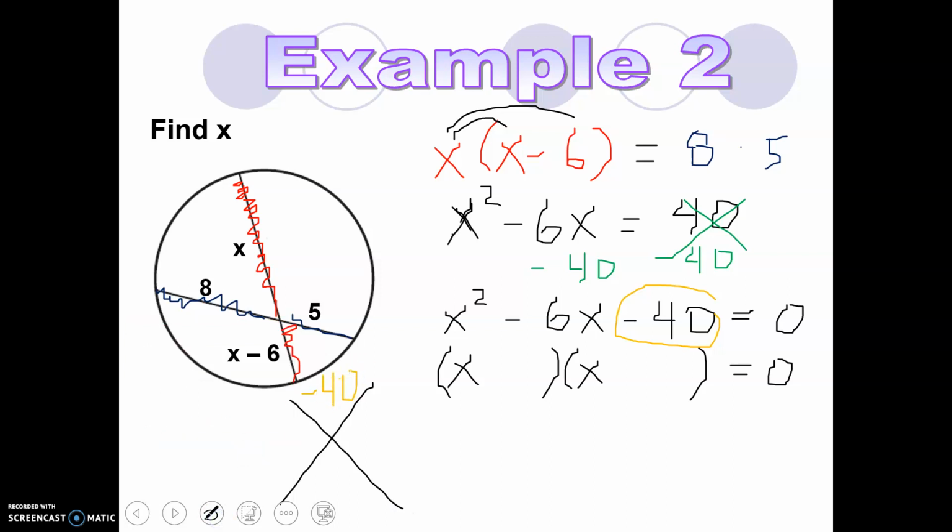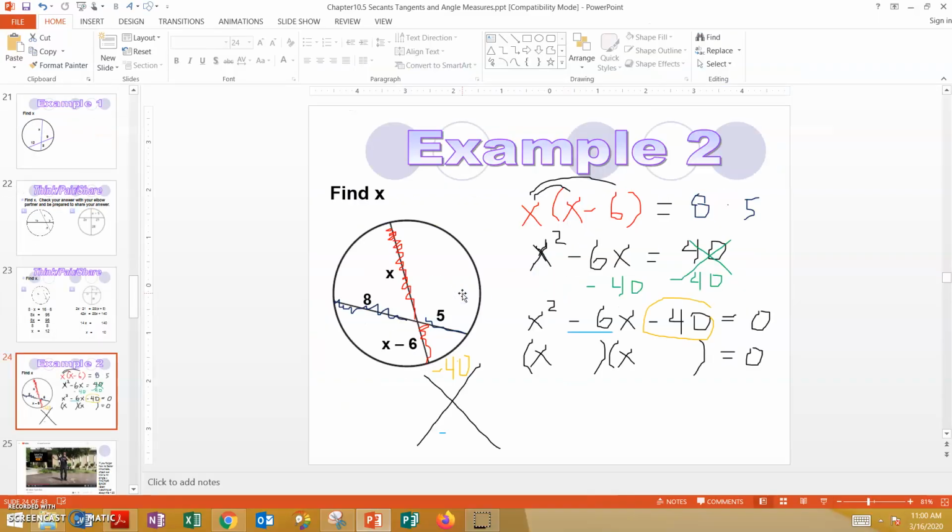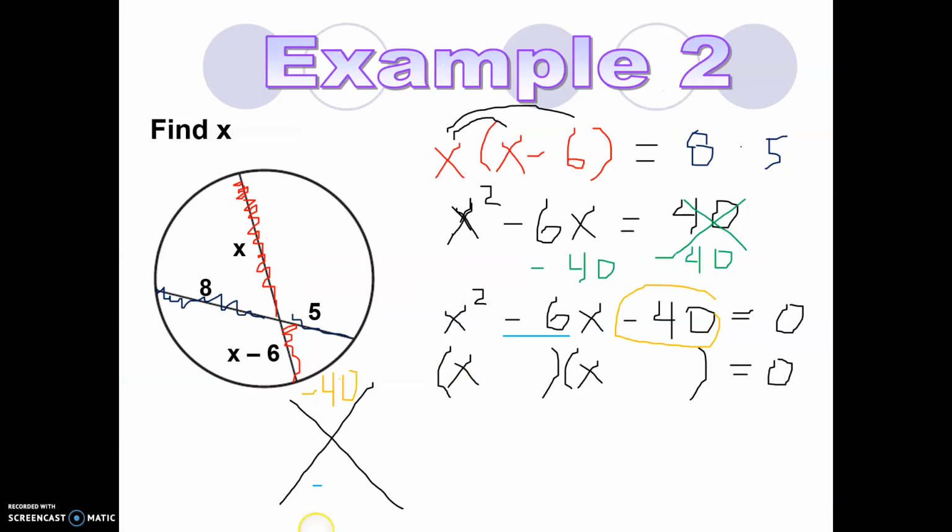Negative 40 on top. And I'm going to put this middle term, the b term, negative 6, right on the bottom. Oh, whoa, excuse me. Let's try that again.